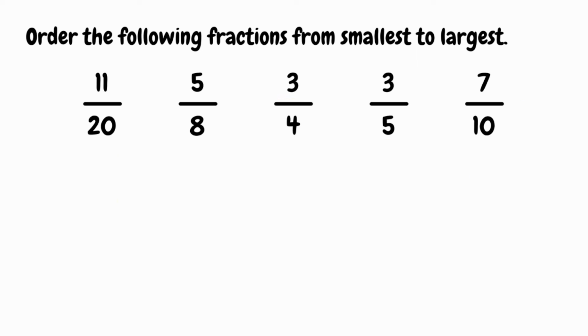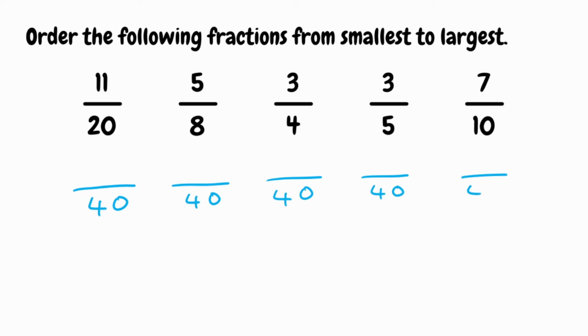Okay, and for this last question, we're ordering from smallest to largest again. So we want equivalent fractions for all these fractions that we were given with a common denominator. So looking at all those denominators, we want the lowest common multiple of all of those numbers. Well, the lowest common multiple of all of these would actually be 40. So then we need to find these equivalent fractions.